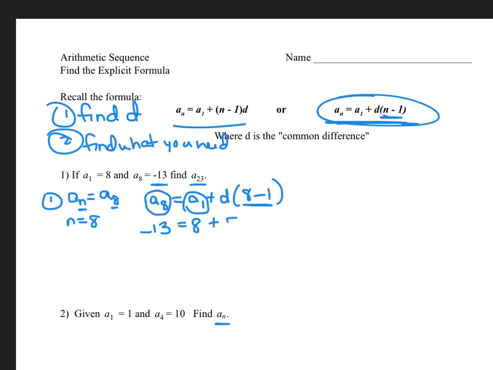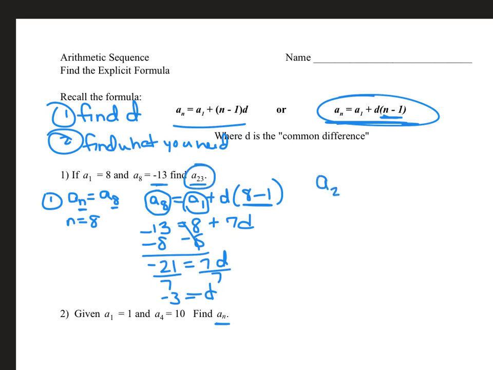So 8 minus 1 is 7, so this is 7D. So then we just solve. So it's negative 21 equals 7D. So the common difference is negative 3. So now that I know the common difference, I can do whatever I need to do. In this case, I need to find a sub 23. I don't know what that is, but that is my a sub n. That's what I'm trying to find. So I know a sub 1 is 8.